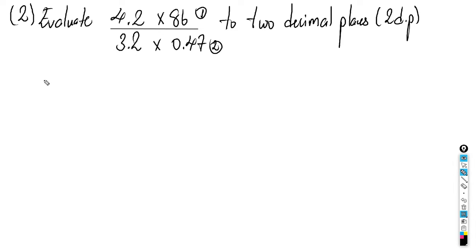So we're going to multiply this 4.2, this is 1, by the 86. So 8 would be here and 6 would be here. The point is here. And I'm going to add 0 as a placeholder here. I always put the bigger number first and then the smaller number second. All right, so let's multiply these guys.